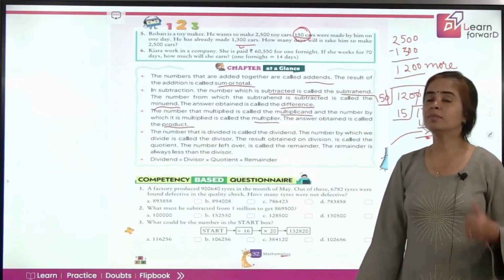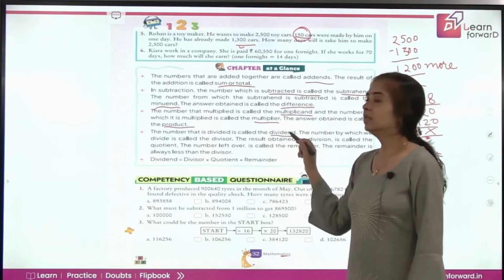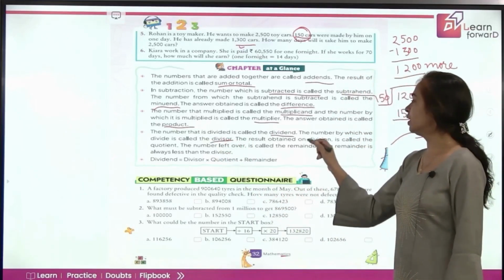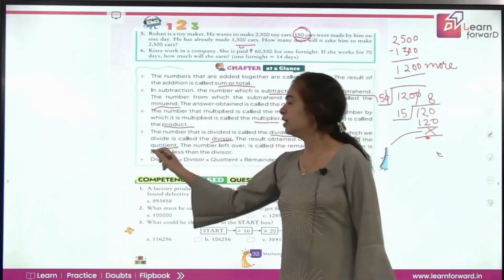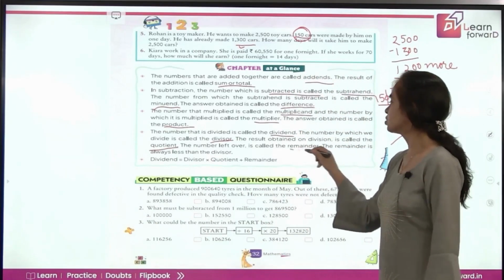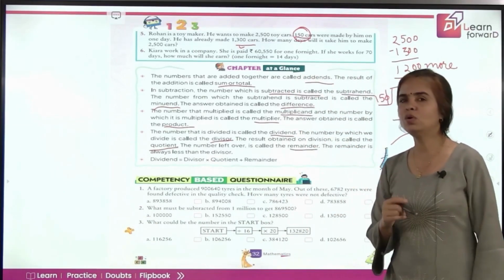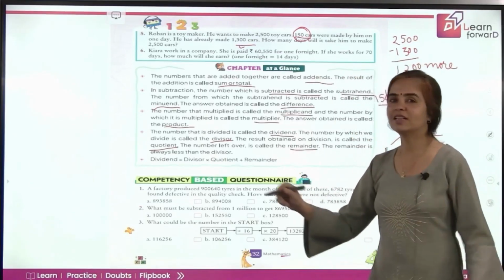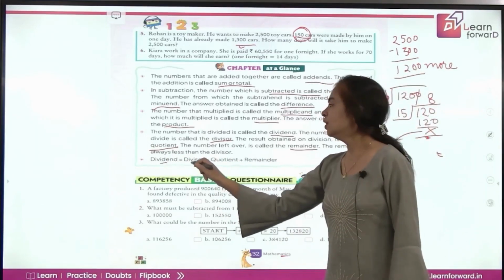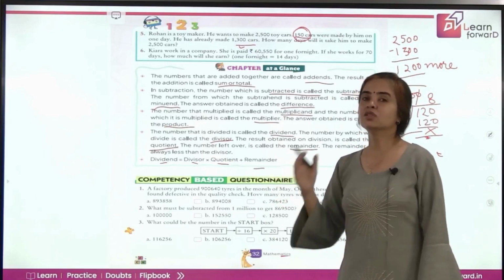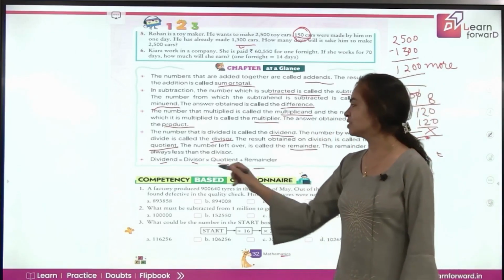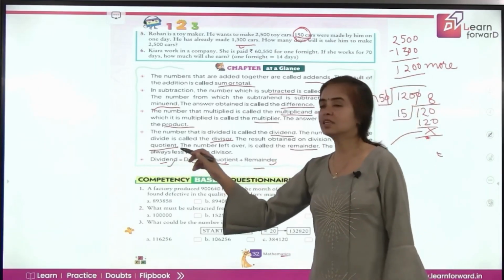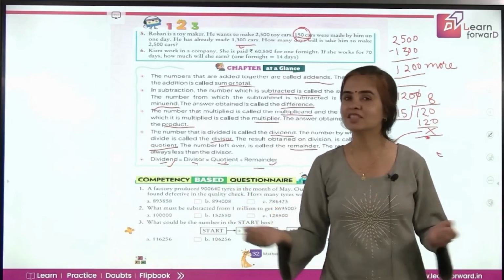Now in division, the number which is divided is called the dividend. The number by which you divide is called the divisor. The answer is called the quotient, and there is a remainder if something is left over. That is called the remainder. For being your own teachers, for checking whether you have done the division correctly or not, you have the division algorithm which says dividend is equal to divisor into quotient plus remainder. So after doing division, you can be your own masters, multiply the divisor and quotient, add remainder to it, and see if it is the same as your dividend. That means you have done the division perfectly.